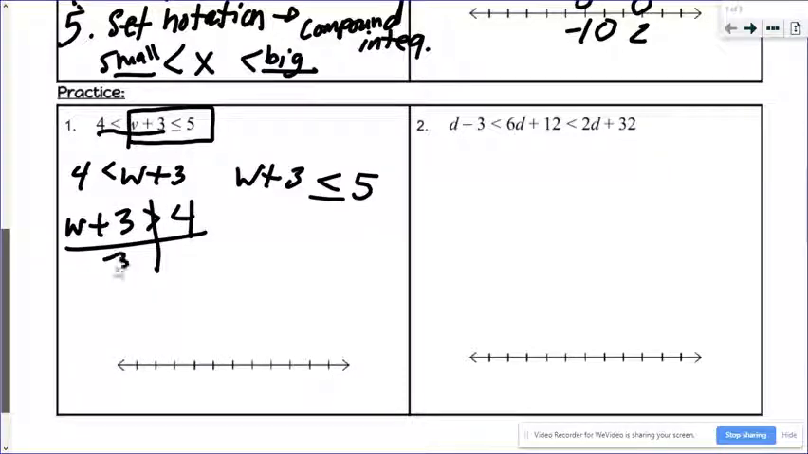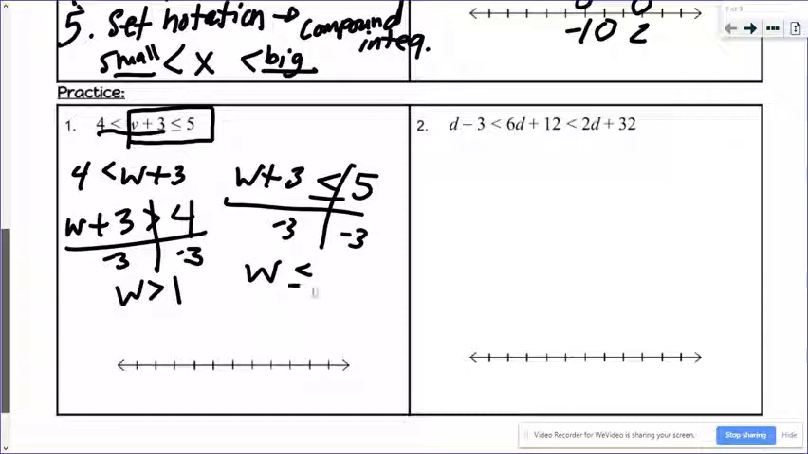I'm going to subtract 3, subtract 3. My W is greater than 1. Same thing over here. I'm going to subtract 3, subtract 3. My W is less than or equal to 2. At this point, you want to graph. So I'm going to say that this is 0. I'm just making up my spots. This is 1. This is 2. If you wanted to spread them out more so the graph's prettier, you could.